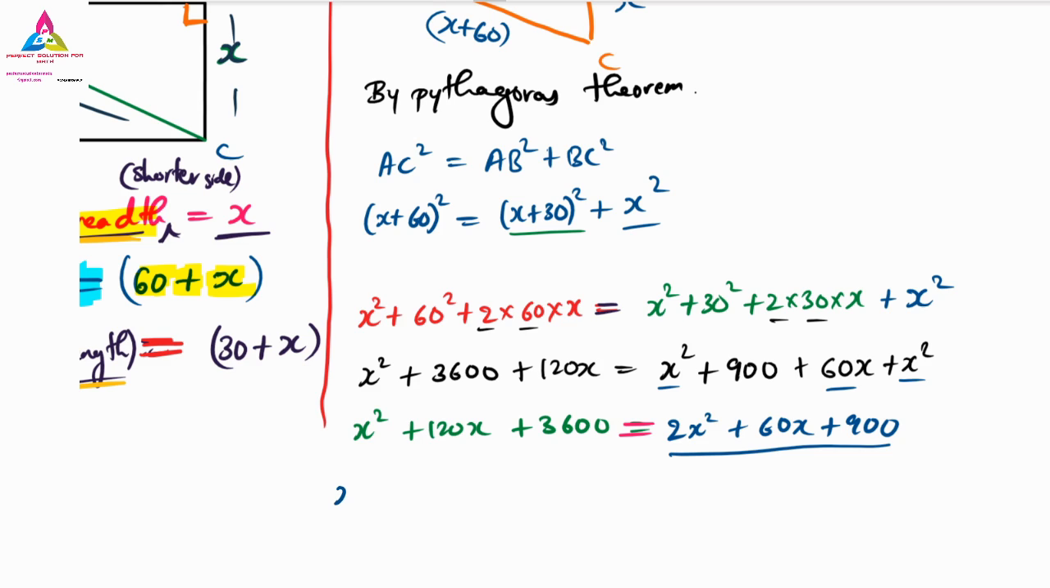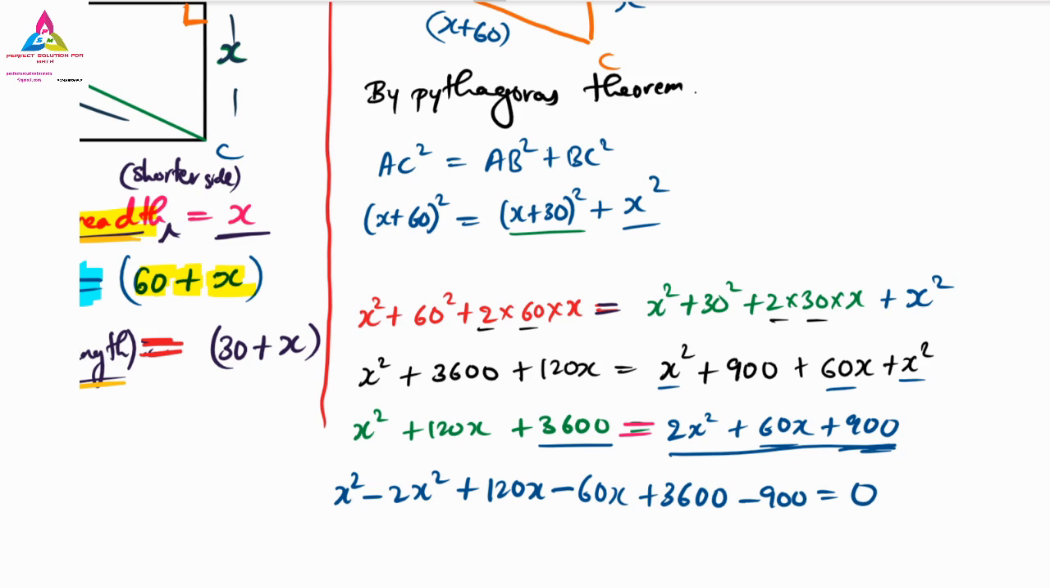So 2x square, if I shift to the left hand side, it will become minus 2x square. Now we have 120x. That 120x I have written as it is. Here this 60x, if I shift, it will become minus 60x. This 3600 is here, I will write it here. This 900, if I shift, it will become minus 900. That is equals to 0. So here only one thing, this 2x square, 60x and 900, I have shifted to the left hand side. Now the calculation part.